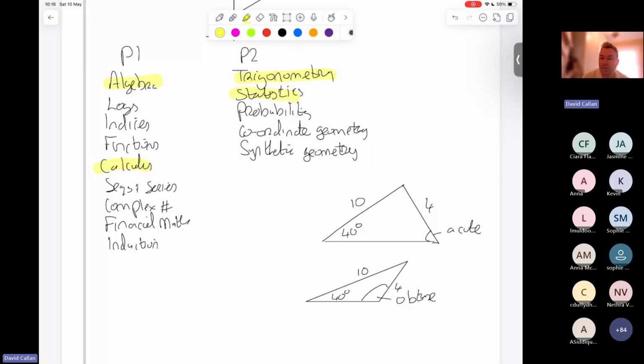Are formulas that aren't given, like the centroid formula, something that might need to be learned off? The centroid formula, I wouldn't learn off the centroid formula. It's also in the tables book. So no, you don't need to learn the centroid formula.